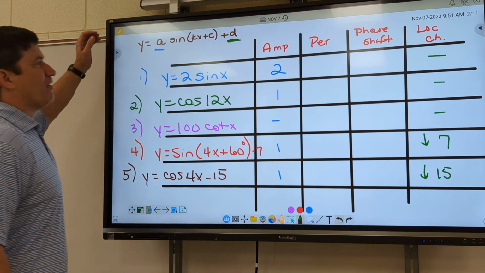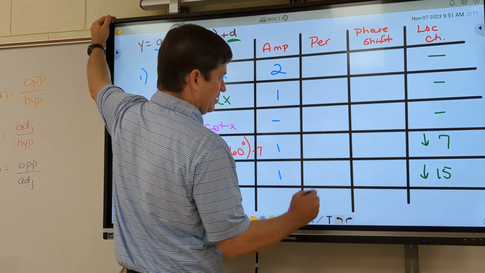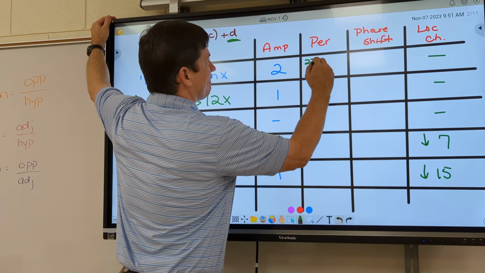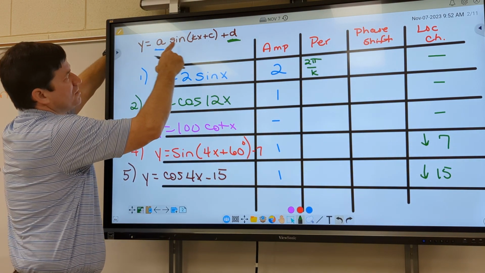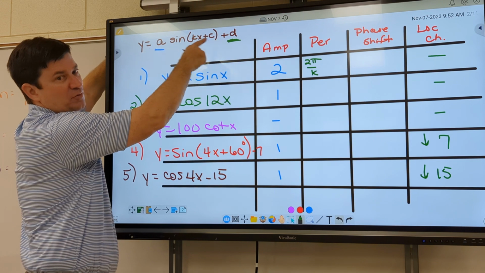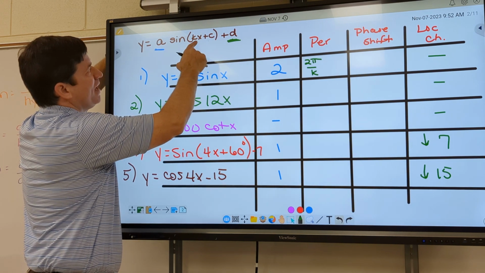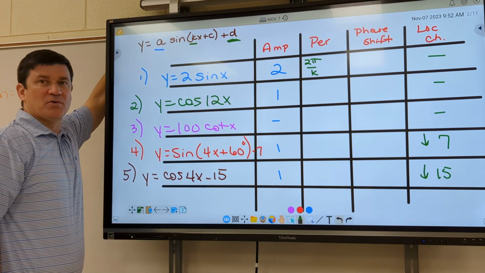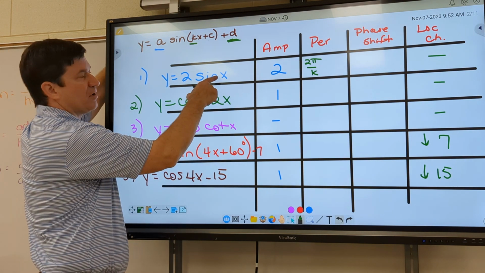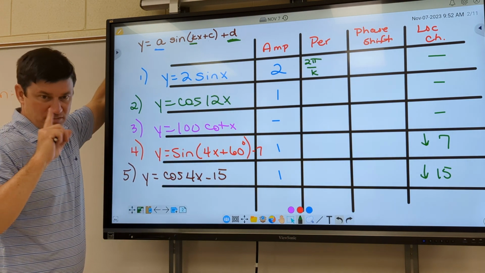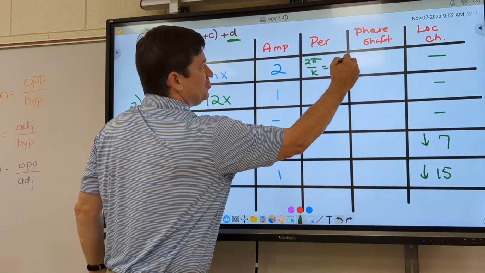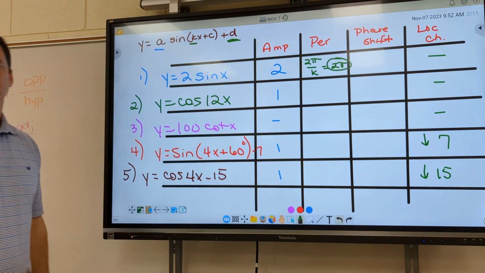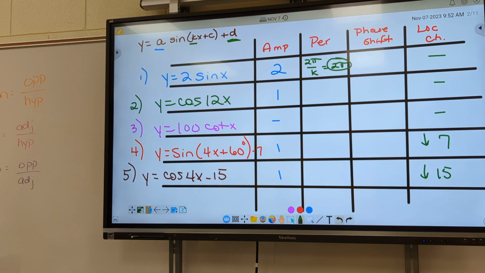All right. So our formula is 2 pi over k, right? Now, what do we put in place of k? Well, look at your top left-hand formula on your formula sheet. K is the number in front of the X, okay? What if we don't have a number in front of X and it's understood to be what? 1. So, 2 pi over 1, this one's just 2 pi.